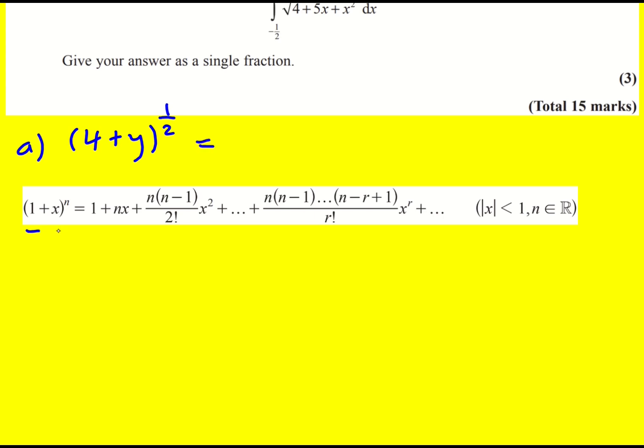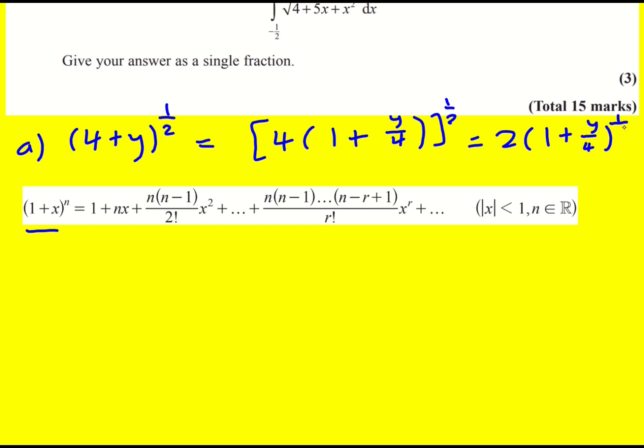First thing to say here is it's not actually in the form 1 plus x to the n, so we've got a little bit of work to do. Factorize out the 4. This gives us a quarter for y, or I'll write it as y over 4 for the moment. And then all of this is being raised to the power of a half. I can raise each to the power of a half separately, giving me 2 times 1 plus y over 4 to the half. So now I'll put the 2 in, because otherwise I always worry I'm going to forget about it. We can replace x by y over 4 and n by a half.